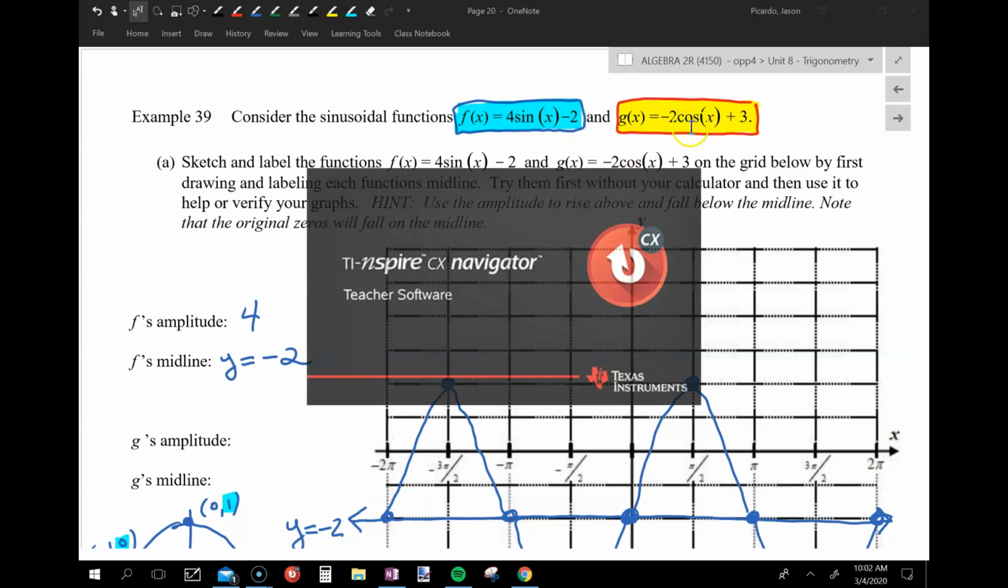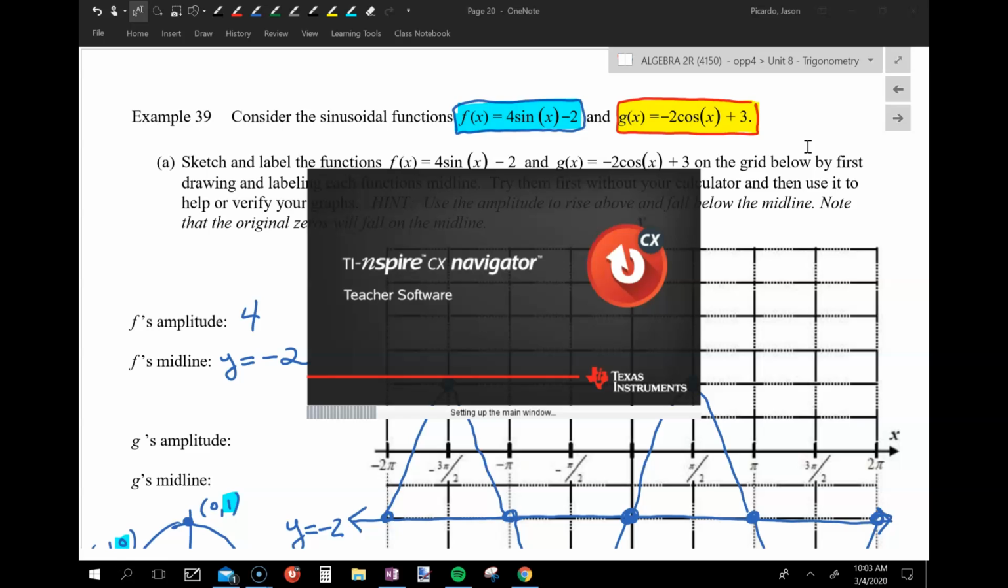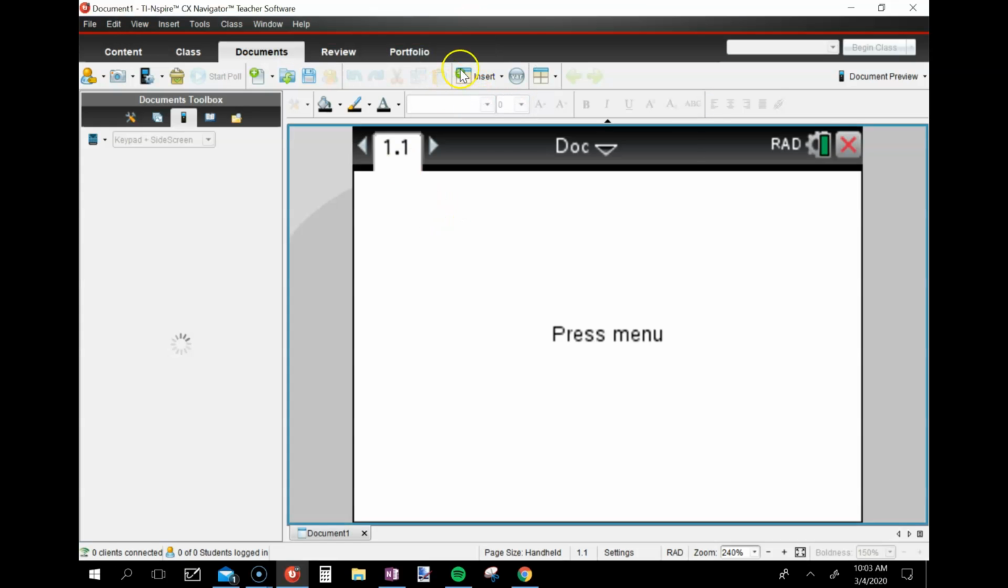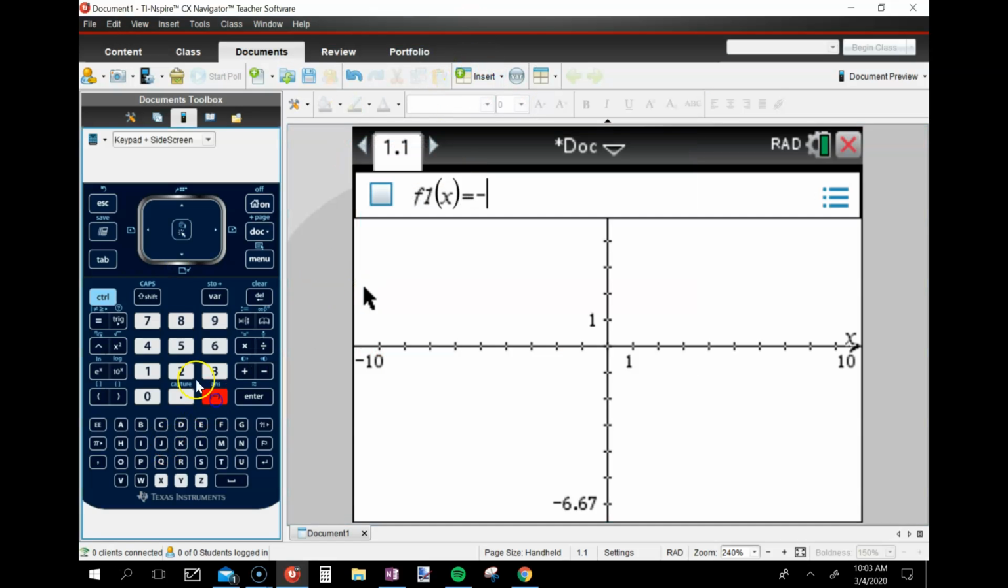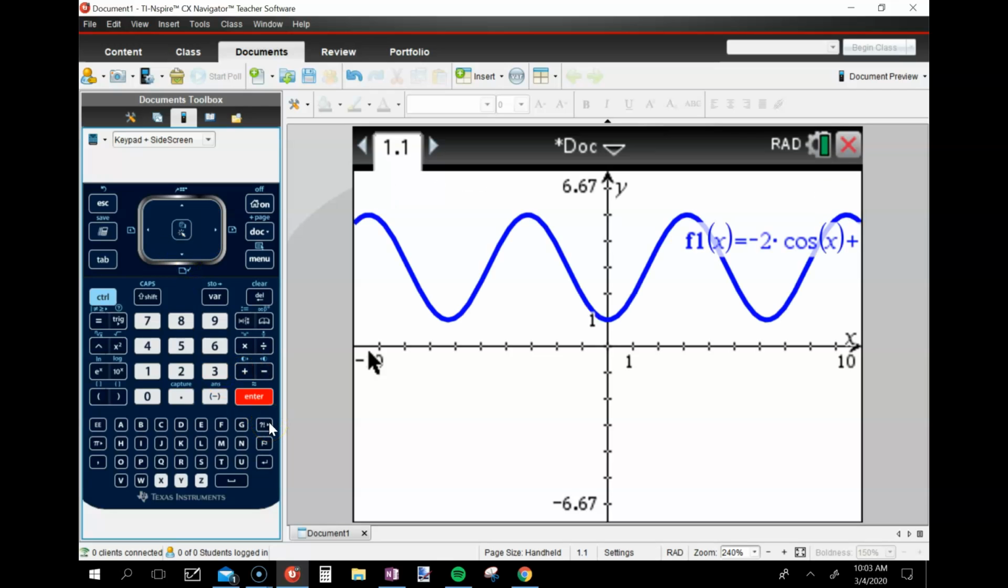So I want to graph -2 cosine of x plus 3. Now, we talked about this yesterday because there were a lot of weird things that we had to take into consideration, right? -2 cosine of x plus 3. All right, so we're going to create a graph. -2 cosine of x plus 3. And I get this. And we feel really good about ourselves because it looks like a squiggly up and down thing, so that's great.